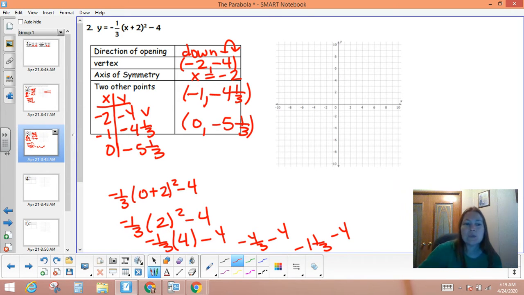All right, so to graph. Start with our vertex. -2, -4 is here. -1, -4 and a third is about there. And then 0, -5 and a third is about there. So vertex is here, the crazy point that I got on there. And these guys are going to reflect over. So he has a friend there. He has a friend there. And we do the best we can to draw a parabola.